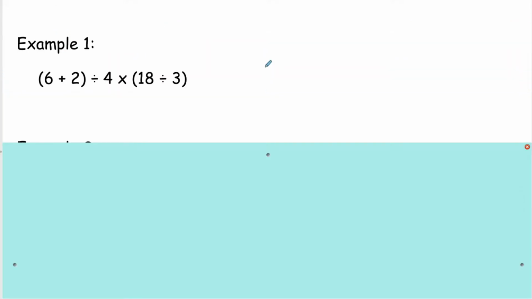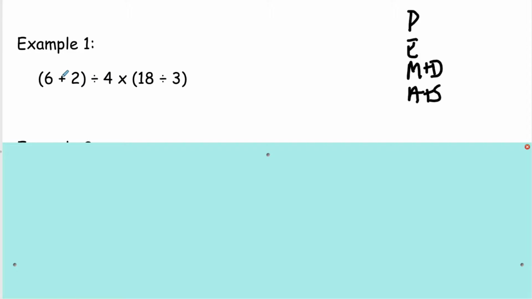So, first example here, we've got 6 plus 2 within parentheses divided by 4 times the quantity 18 divided by 3. So, it always helps to have the steps written out. And now let's go through. All right, the first thing I'm seeing, P parentheses, yes. We've actually got two sets of parentheses. So we're going to solve within those before we do anything else.